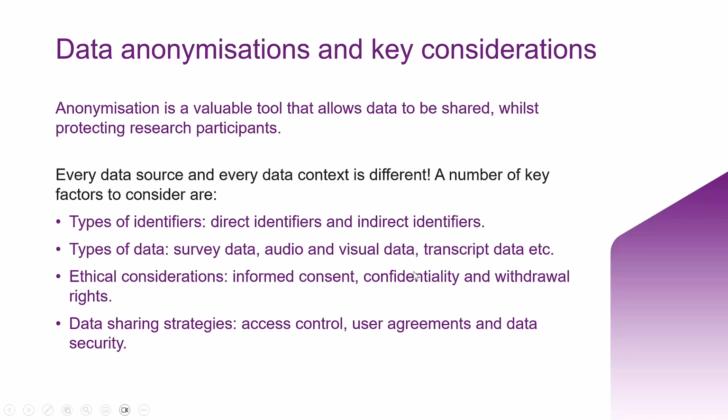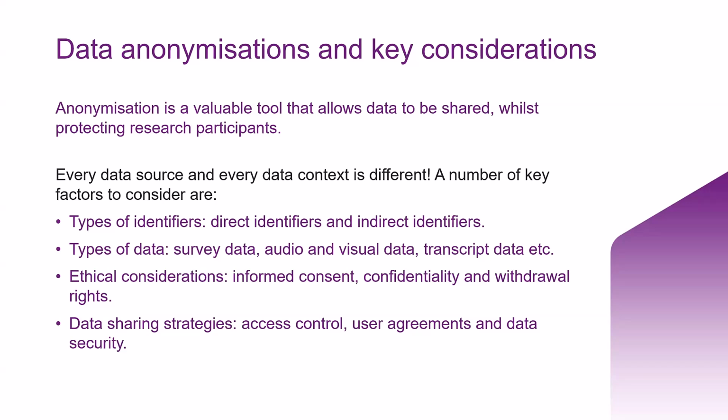Now, data anonymization, and this is very, very brief. We do have a dedicated session on anonymization, but I really wanted to ensure that we do all understand we're talking about data in its context all the time. So this context is different from one data set to another and from one data collection to another. So the types of identifiers might be different. Thinking about if I have survey data, I'm going to have a name as a direct identifier. If I have video data, I'm going to have their faces directly there. That's a direct identifier. The types of data, are we talking survey, audio and visual, transcript data?